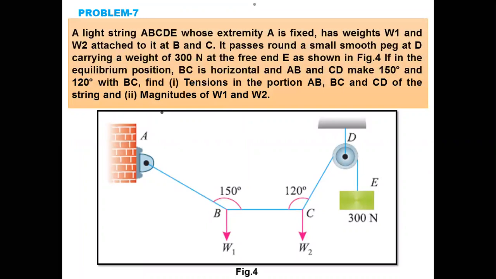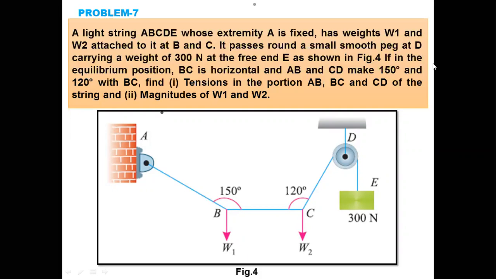So what it says: a light string A, B, C, D, E. Here you see a string which carries around 5 nodal points, whose extremity A is fixed. They are mentioning that the point A has been fixed, with weights W1 and W2 attached to it at B and C. So W1 and W2 are the weights which have been attached at B and C. It passes around a small smooth peg at D, carrying a weight of 300 Newton at the free end E.